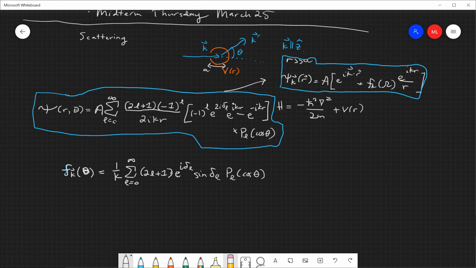And you can then derive, and this you'll do on homework 4, this half homework, that the total scattering cross-section is 4 pi over k squared, sum over L, 2L plus 1, sine squared delta L. So these are the major formulas. Again, the idea is this should be the asymptotic form of the solutions to the Schrodinger equation.